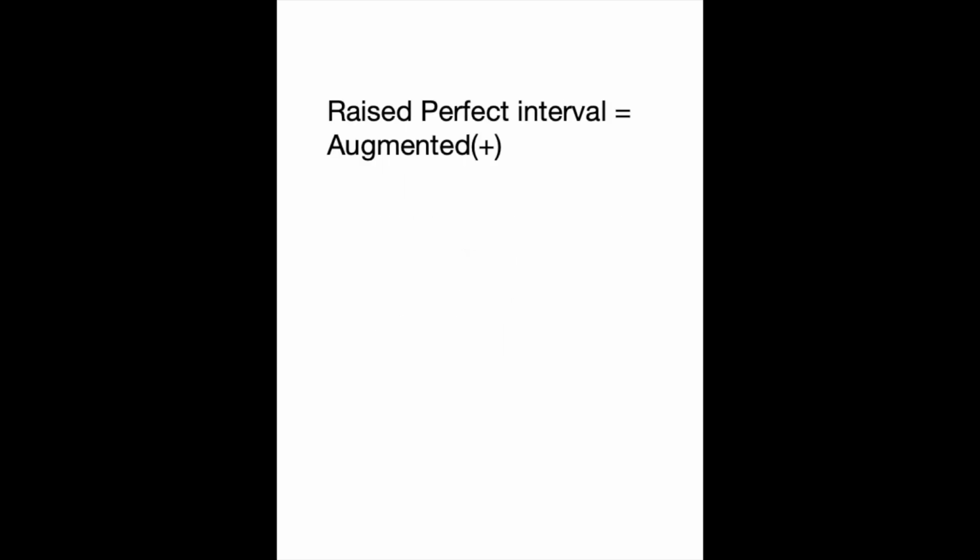A raised perfect interval is called augmented. C to F sharp is an augmented fourth. C to G sharp is an augmented fifth. A fifth can also be lowered, which is described as diminished. C to G flat is a diminished fifth. As you can see, the augmented fourth and diminished fifth are the same interval. Because of this, they are sometimes simply referred to as a tritone interval.